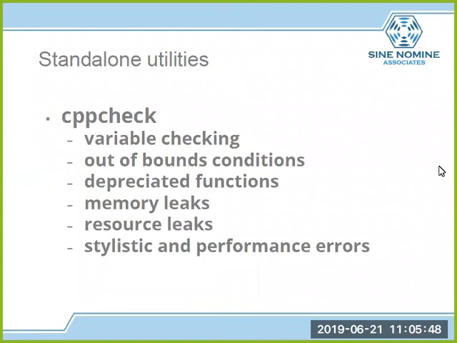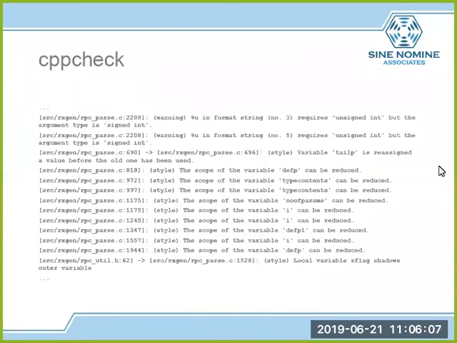Another utility that was used is CPP check. It does some variable checking, out of bounds conditions, deprecated functions, memory leaks, resource leaks, some stylistic and performance errors. And this is an example of what CPP check comes out with.